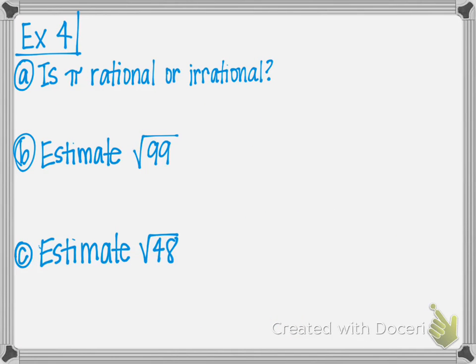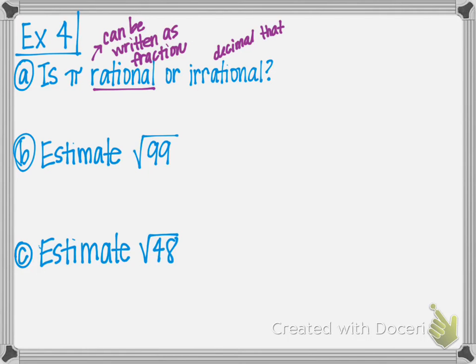Alright, Example 4. Answer these questions. Is pi rational or irrational? So the difference is that a rational number can be written as a fraction, and an irrational number can't. It's going to be a decimal that never stops and never repeats.